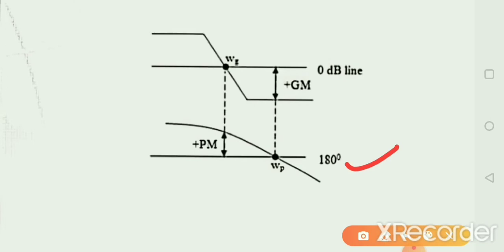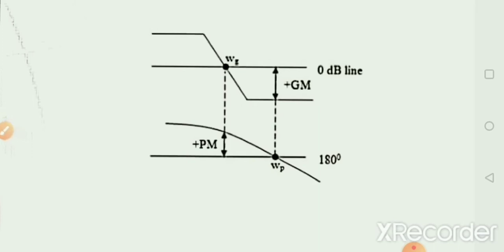And for the phase cross over frequency, you can see the 180 degree line intersects here. Whatever frequency we find at this point, this is the phase cross over frequency. Now this is the gain margin, measured from the 0 dB line to the maximum amplitude, and this is the phase margin, from the 180 degree line to here.